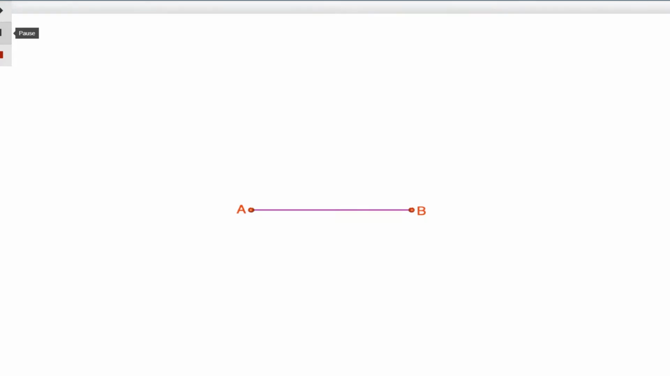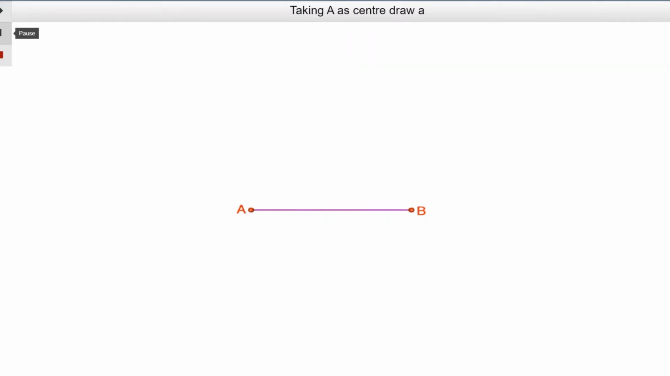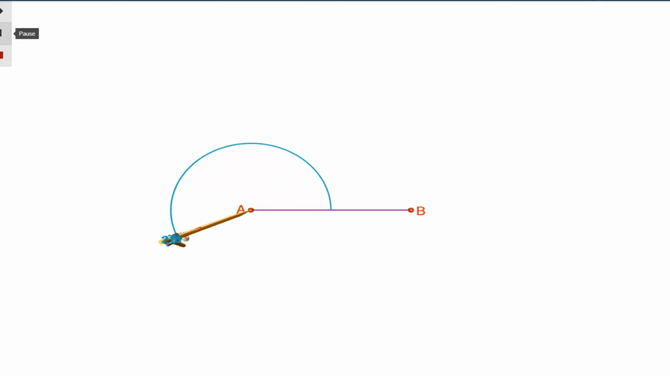So for this, according to the question, draw a line segment AB of length 8 cm. So we have drawn AB of length 8 cm. Now the question says, taking A as center, draw a circle of radius 4 cm. So with A as center and radius 4 cm, draw a circle. Name it as C. So put the needle of the compass on A, that is the center, open the radius 4 cm and draw a circle. So the circle is drawn with center A, and the name of the circle is C.